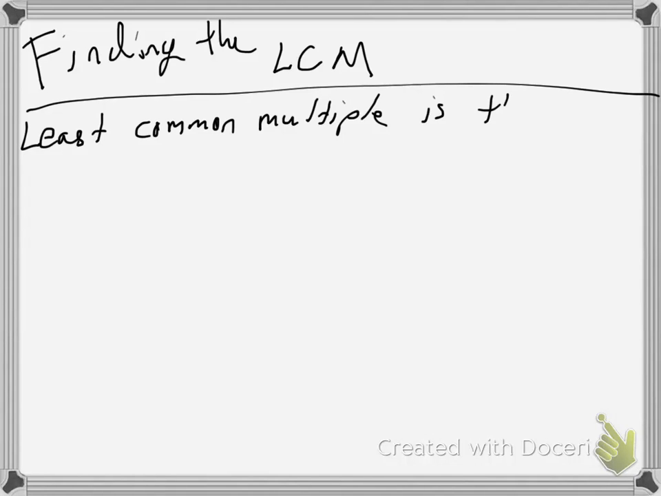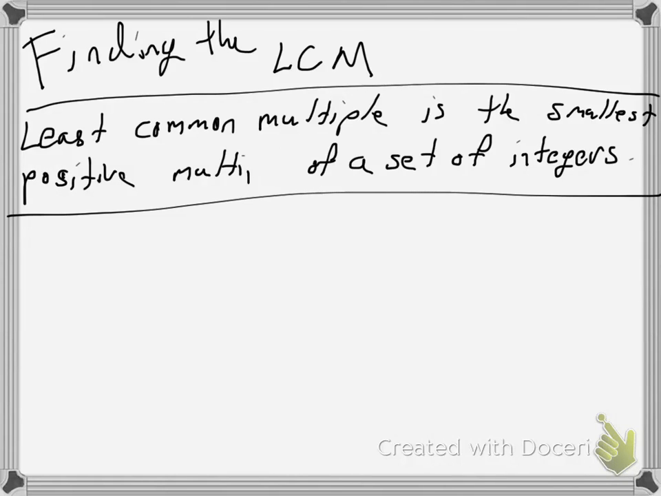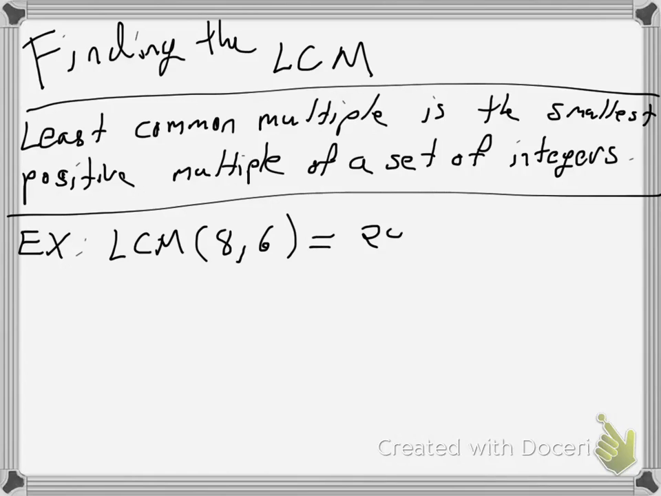And the least common multiple is the smallest positive multiple of a set of numbers. And maybe we'll say not just a set of numbers, how about a set of integers? Okay, so the least common multiple is the smallest positive multiple of a set of integers. So let's do an example. Find the LCM of 6 and 8. I'm going to tell you that it's 24.